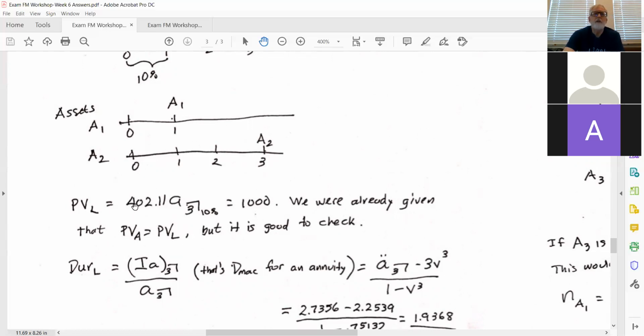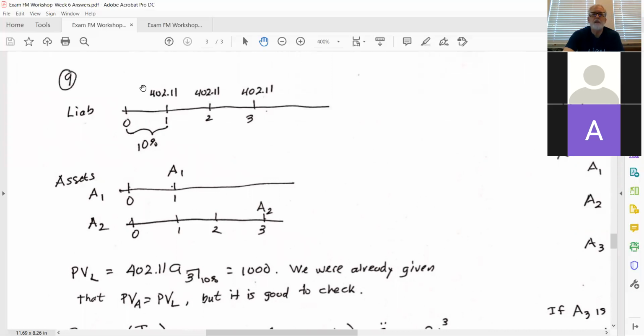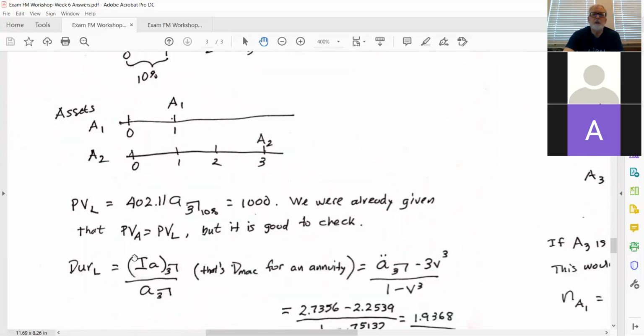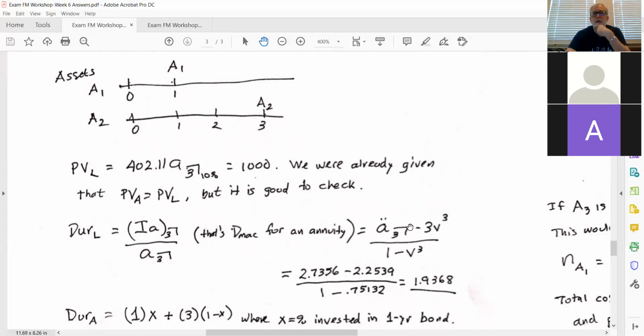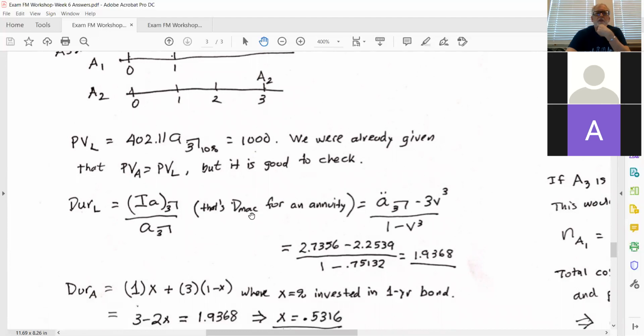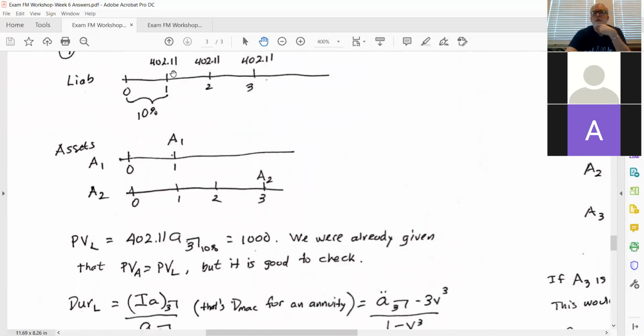All right, so we need the duration of the liabilities. This is an annuity, so we can use IA angle N over A angle N. We had one like this earlier. Here's the formula for A angle N, IA angle N over A angle N. And you get a duration of liabilities is 1.9368 years.